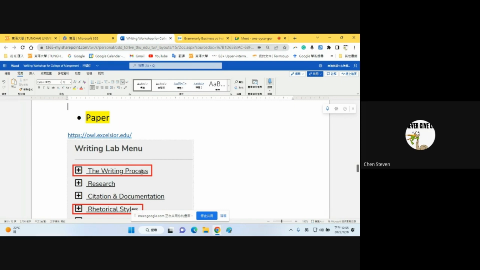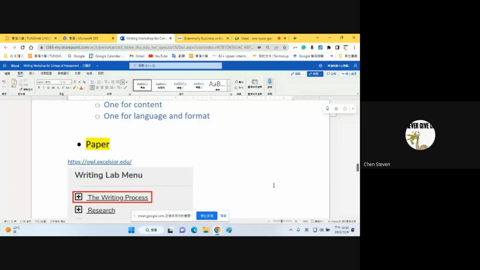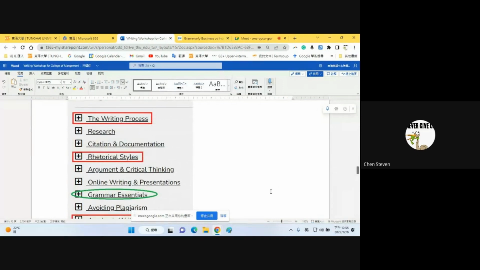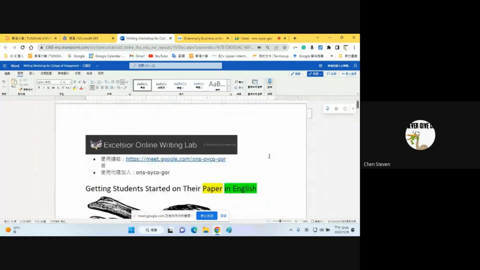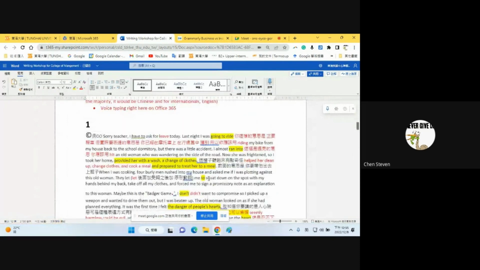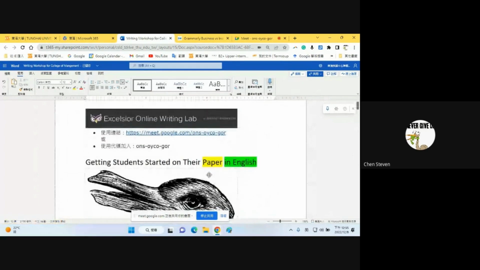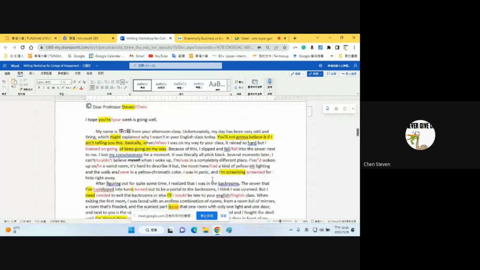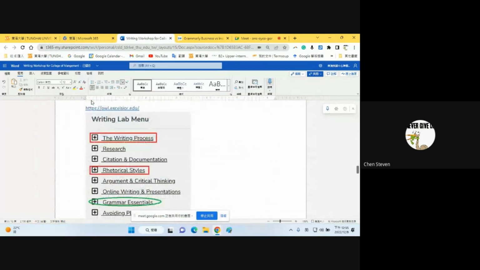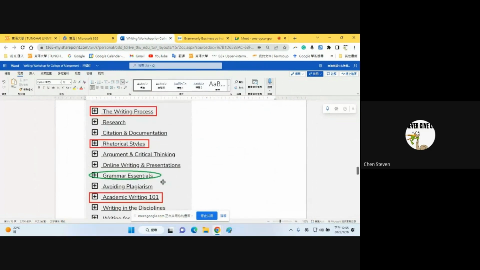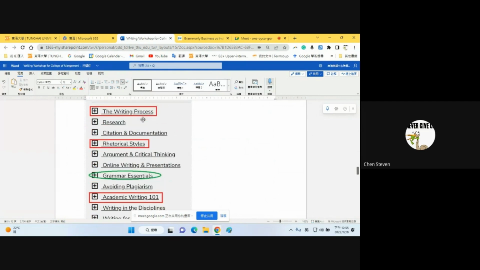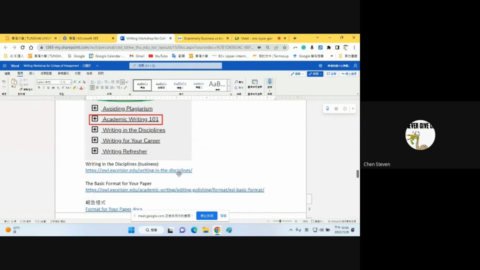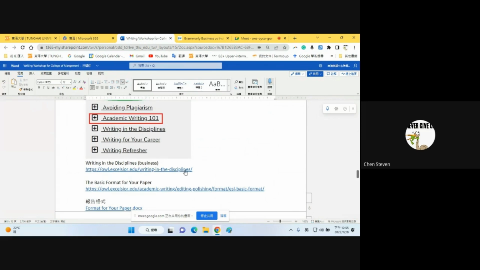So, now let's move on to the second part, which is the paper part. At one glance, this is on top of this document. If you click here, it takes you to this. It's impossible, with today's time limit, to cover all the aspects, right? So I'm going to probably do this several times, and then writing in the discipline.